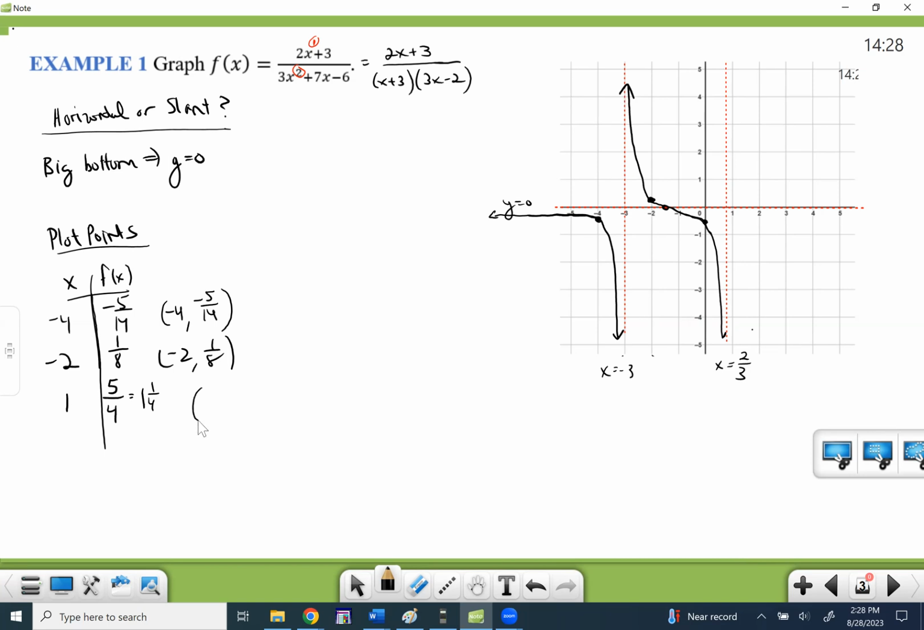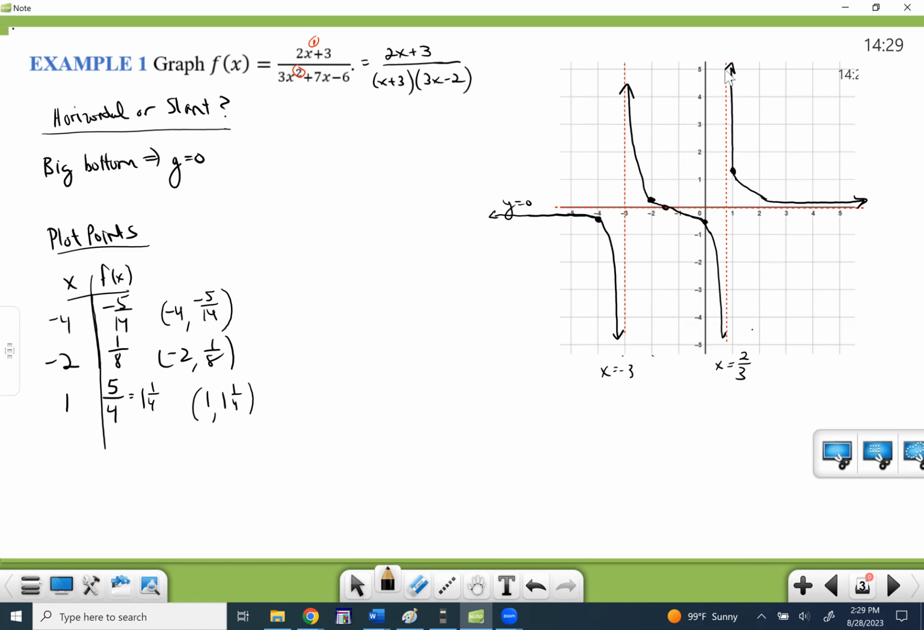And then our last point is 1 and 1 1/4. Okay, so 1 and 1 1/4. So like right there. So that tells me that I am above the horizontal asymptote. I'm going to approach it as I go out to infinity. Oops, I actually touched the vertical asymptote and I didn't mean to.